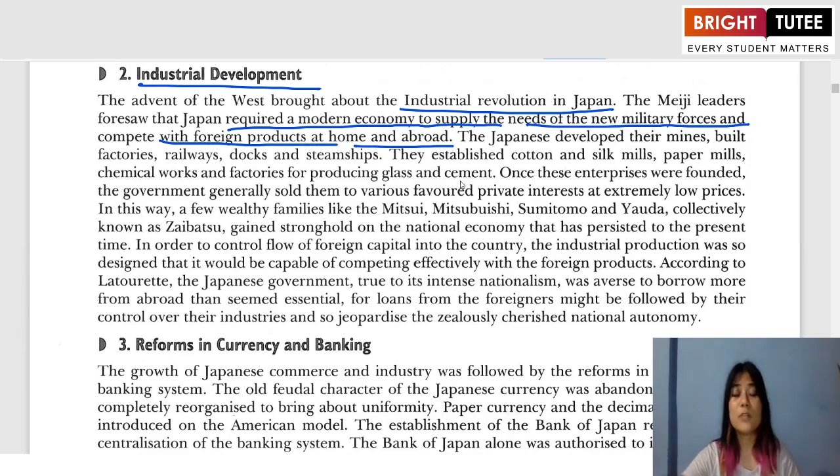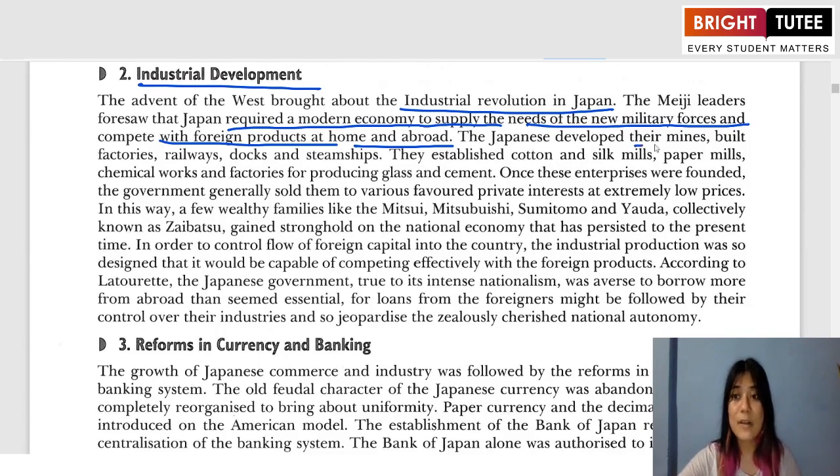The Meiji rulers were aware that Japan's economy needed to be modernized. They needed new supplies, new resources, to establish new military forces, and also to compete with foreign goods and products both at home as well as abroad. So for that they needed to open themselves to the West. This was realized by the Meiji leaders.